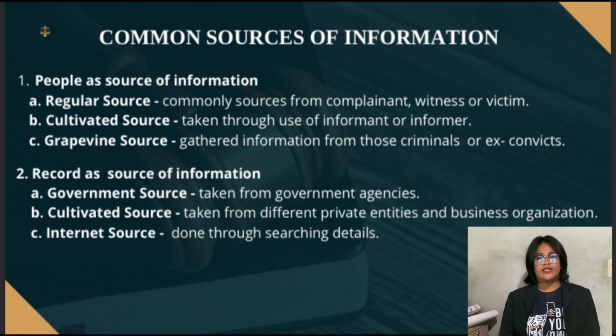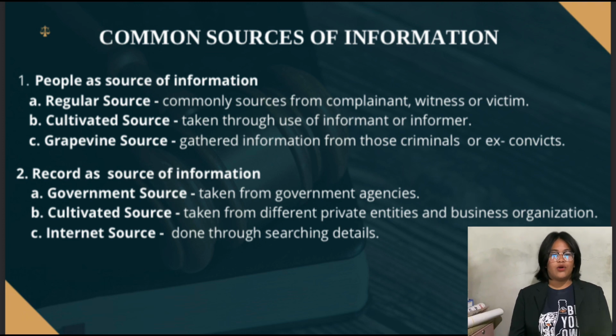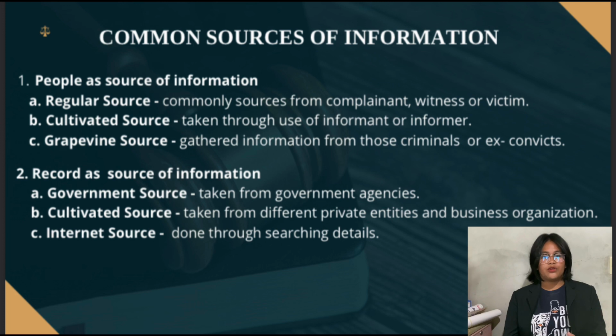Regular source, these are the information gathered through people who have come directly to the attention of the police, commonly the complainant, witness, or the victim. The cultivated source, these are information generally taken through the use of informant or the informer. Grapevine source, these sources of information are gathered from those who are in the underworld, criminals or ex-convicts.